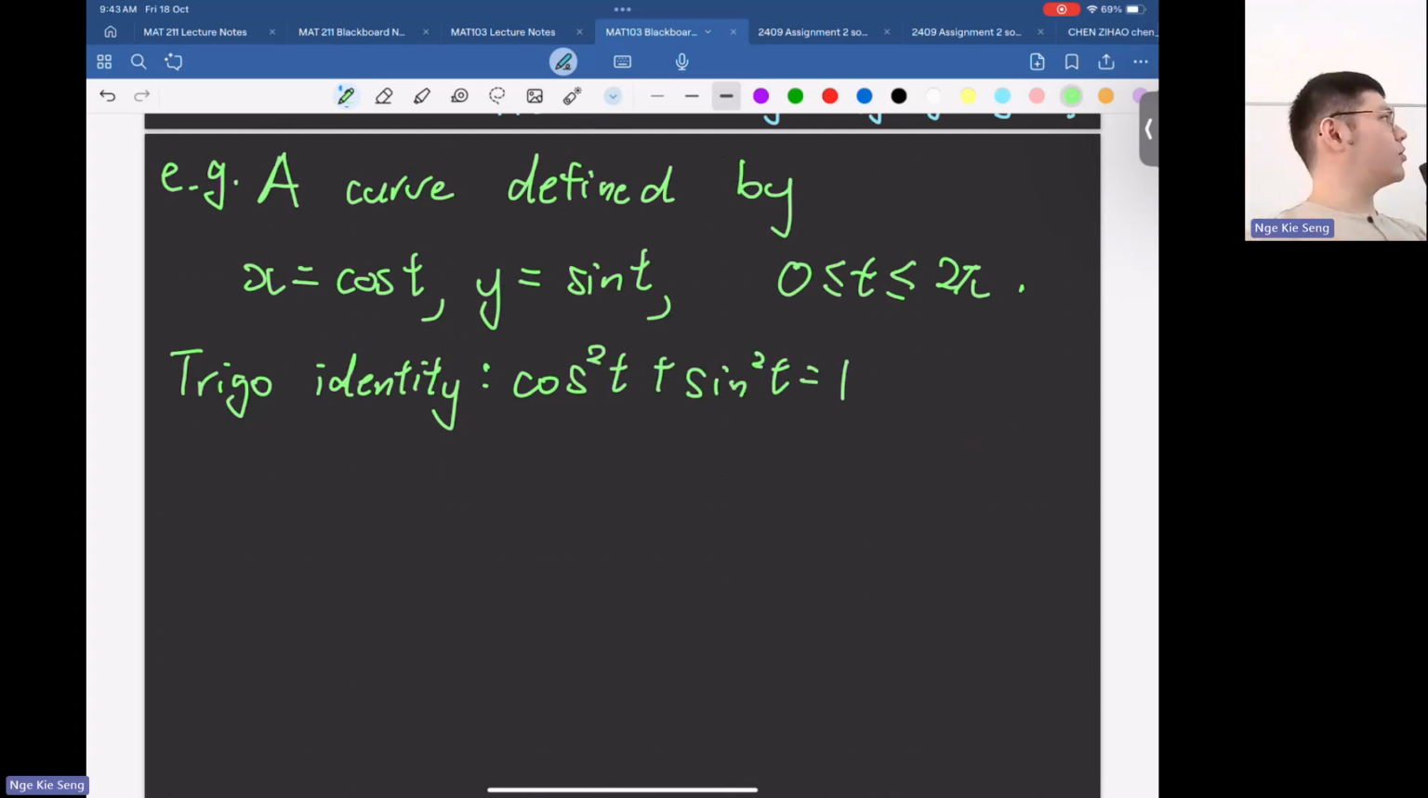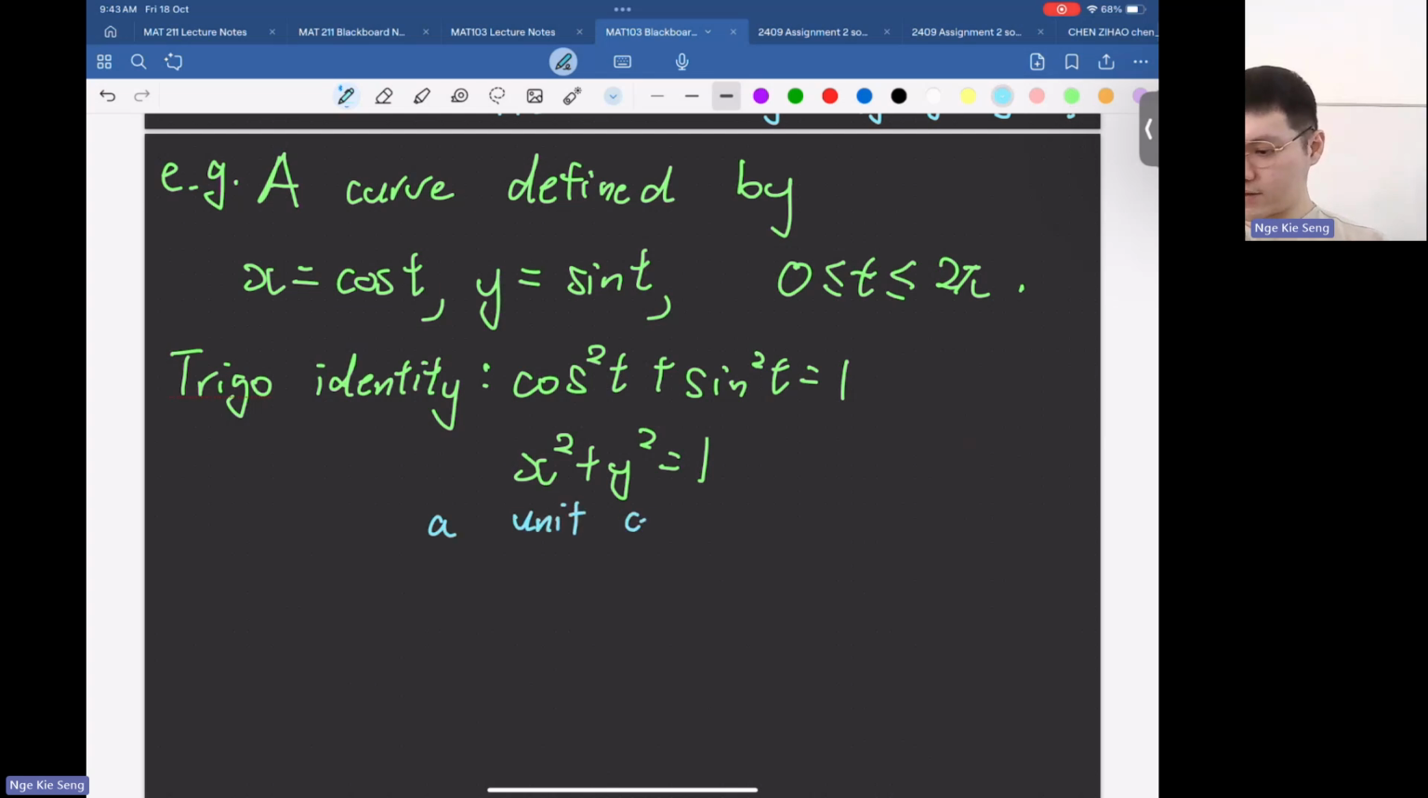So if we set cos t to be x, and sin t to be y, so we have what? X squared plus y squared equals to 1. You know what is this? X squared plus y squared equals to 1. Circle. So this is a what? This is a unit circle centered at the origin. So what does it mean by unit here? This means the radius is 1.